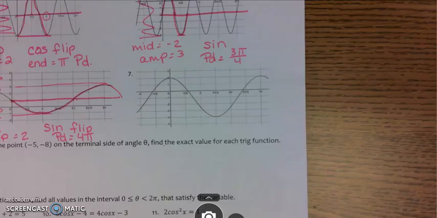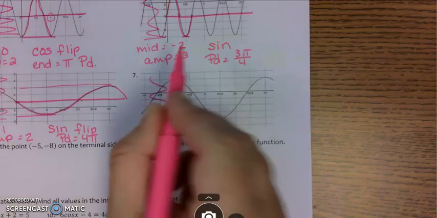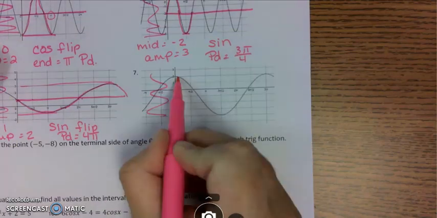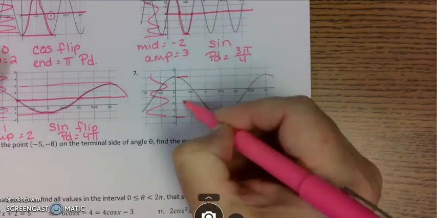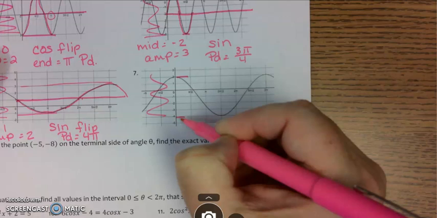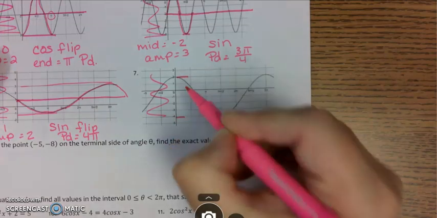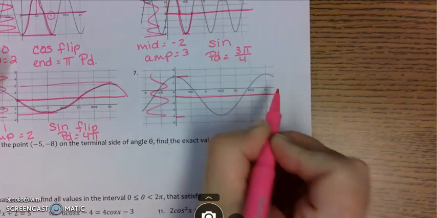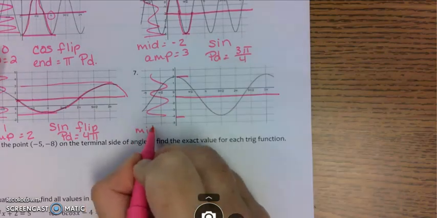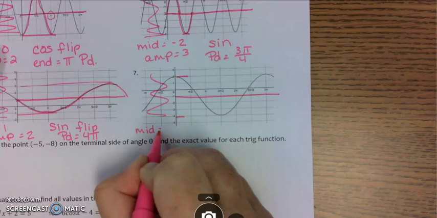Number 7. Scribble, scribble, scribble. Highest point is at 2, lowest point's at -4. 1, 2, 3, 4, 5, 6. Half of 6 is 3. 1, 2, 3. So midline is here at -1. Amplitude was 1, 2, 3.